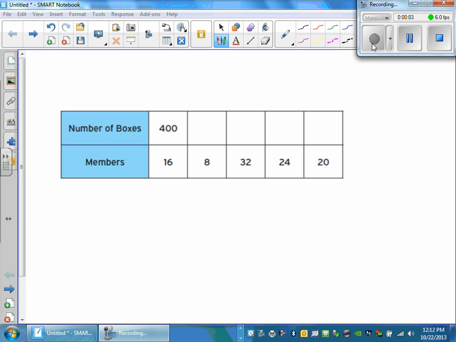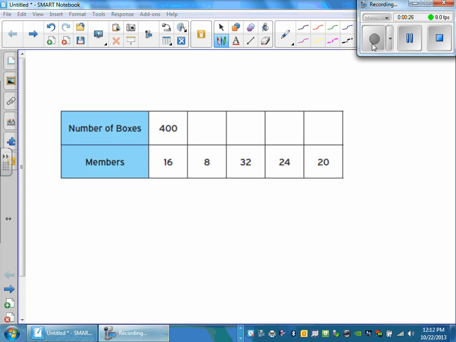Number 1 says, a Girl Scout troop of 16 members sells 400 boxes of cookies in 1 week. Assume that this rate of sales continues. Write the relationship between the number of boxes of cookies and the members in this situation as a rate or a ratio, and then explain your reasoning.